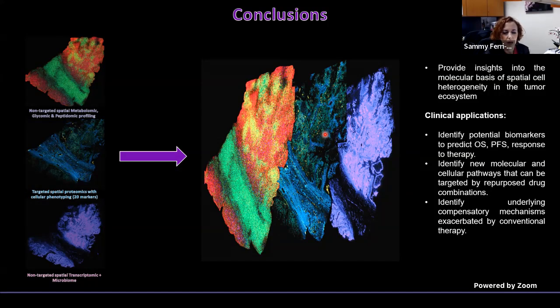A few clinical applications would be that we can identify potential biomarkers that can predict overall survival, progression-free survival, and also response to therapy. This approach can also help us to identify new molecular and cellular pathways that can be targeted by repurposed drug combinations. And we can also identify underlying compensatory mechanisms that are exacerbated by conventional therapy.